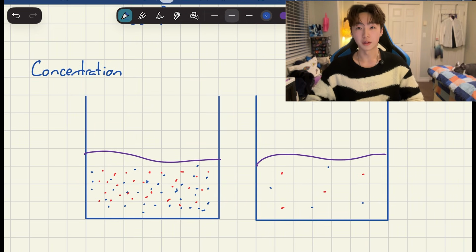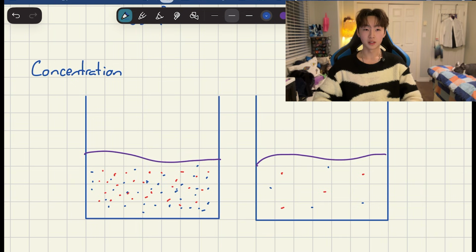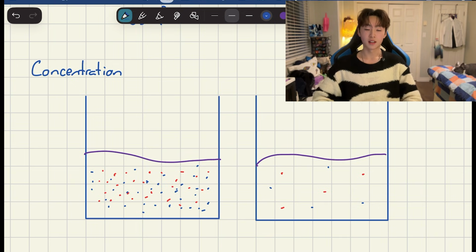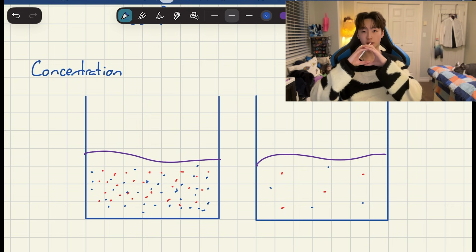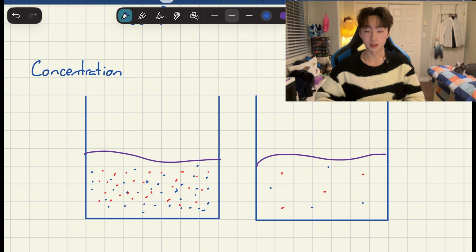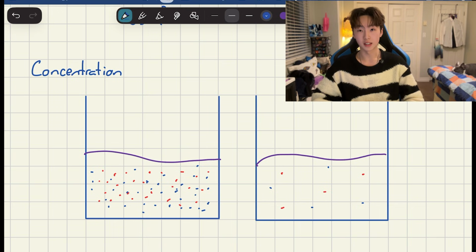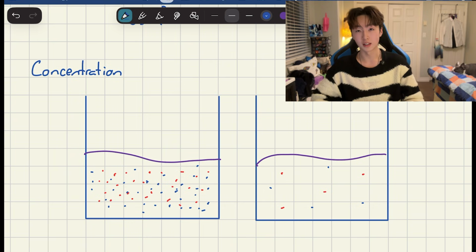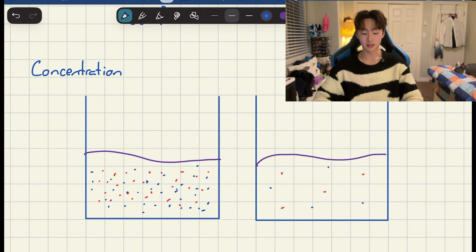Okay, so next is concentration. If you increase concentration, your rate of reaction will increase. This is because in a confined space, like a fixed container, if you have more particles in there, then there's going to be more frequent collisions. And more frequent collisions mean that you have more successful collisions, which then lead to reactants turning into products.